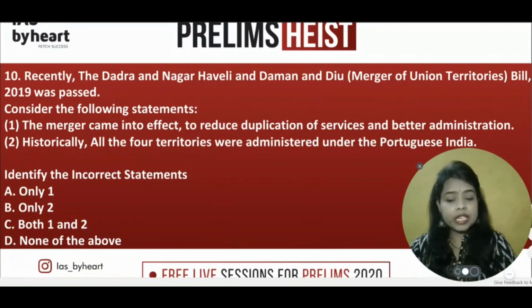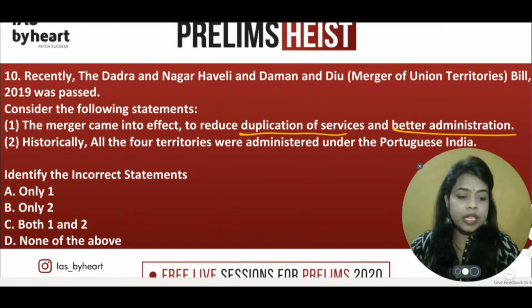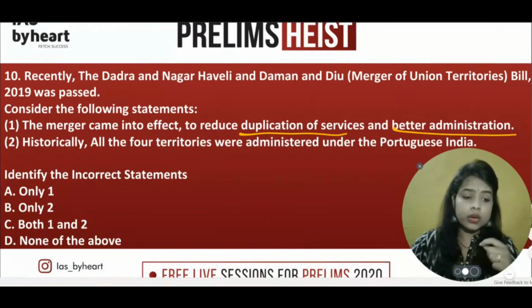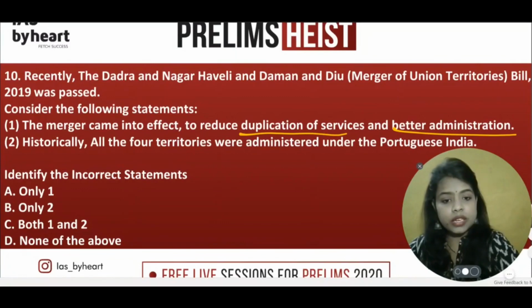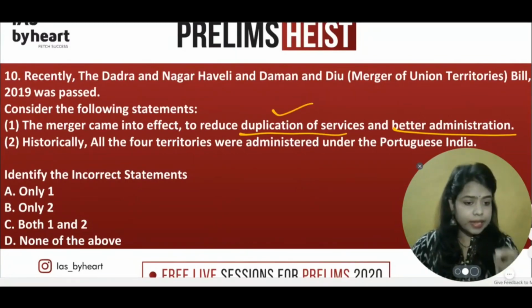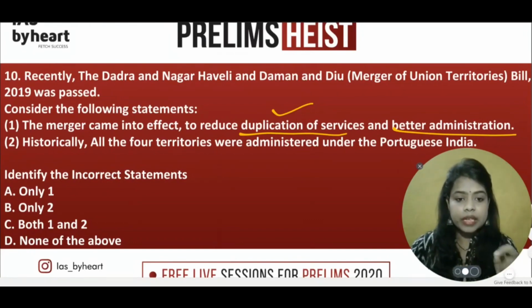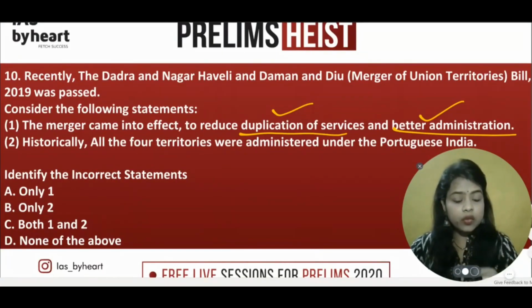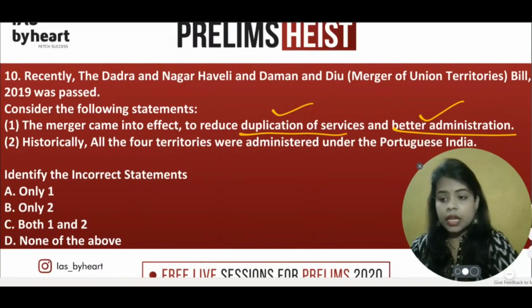The merger came into effect to reduce the duplication of services and for better administration. If you have been tracking the news, you know. If not, you are going to assume too many things. So it is to reduce the duplication of services only because they are less densely populated, as I have said, and we are repeating all the government positions, departments, everything. So we wanted to reduce the expenditure. That is one thing. And to improve the administration, because we can extend the services and many of the policies also, if we are providing the same amount of money for the development. That is the important thing. So it's a correct statement.